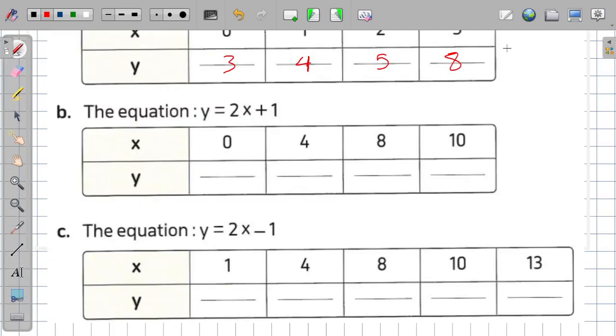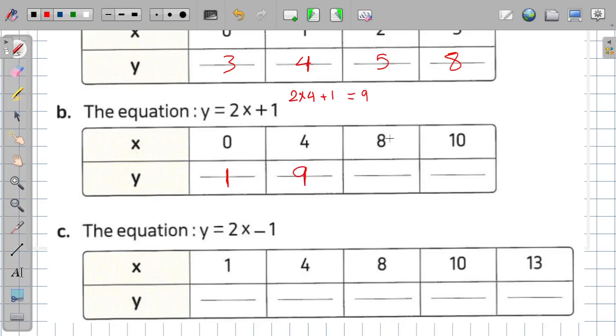The next one, I have 2x plus 1. So let's try x equals 0 first. So 2 times 0 equals 0 plus 1 equals 1. Okay. Next, I have x equals 4. So 2 times 4 plus 1 equals, 2 times 4 is 8, 8 plus 1 is 9. So the value here is 9.